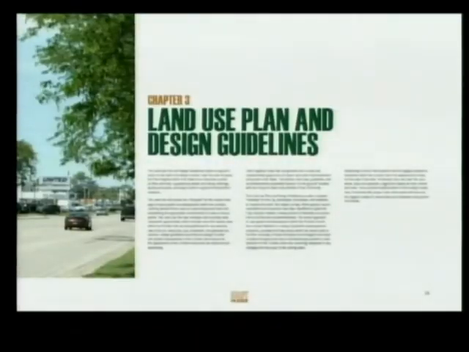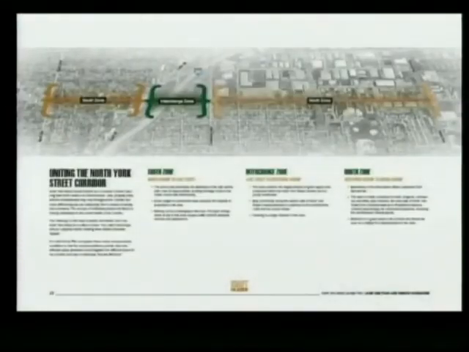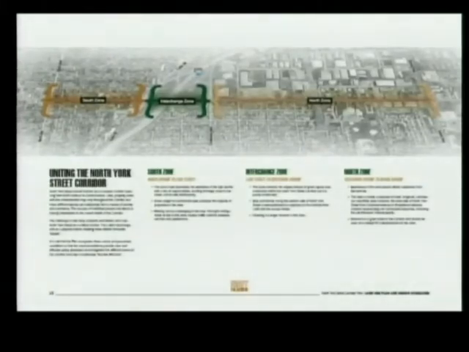The land use plan and design guidelines: this is the first chapter where we start getting into actual, specific recommendations. The land use plan is broken up into 3 different sections when we were looking at the corridor. There's the south zone, the interchange zone, and the north zone. One of the really important factors of this plan was to unite these 3 zones.